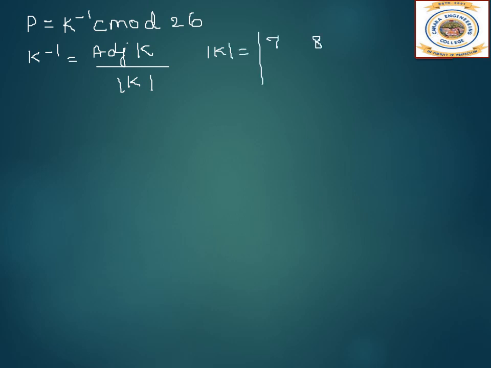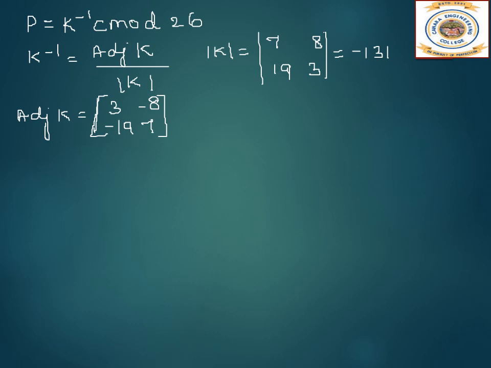With 7, 8, 19, 3, what determinant do we get? We get the determinant as 7 into 3 minus 19 into 8, which is minus 131. Now the adjoint of K. We had the key as 7, 8, 19 and 3. The adjoint of K will be, I just interchange the 3 and 7 and change the signs of the other diagonal, minus 8 and minus 19. This is the adjoint of K.